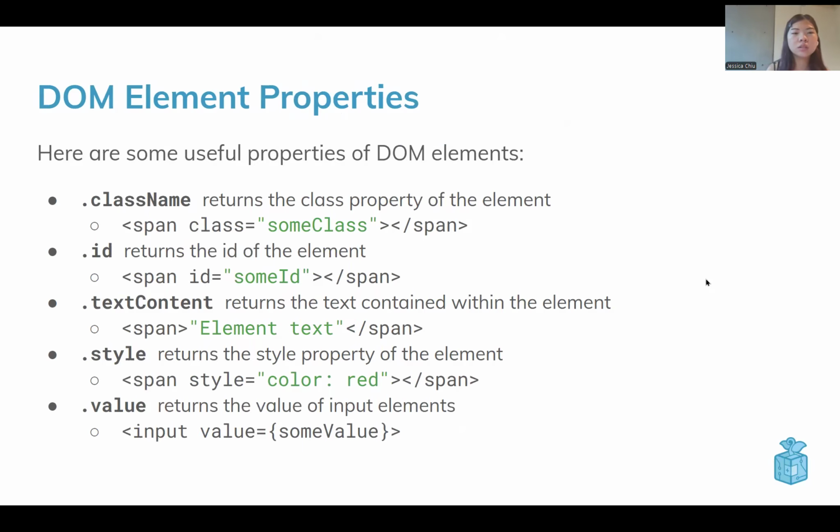Okay, so here are some other useful properties of DOM elements. We can do dot className, it gets the name of the class, so this would get the name someClass. Dot id gets the ID of the element. Dot textContent returns the text contained within the element. If you remember, we can change the text content using that. Dot style returns the style property of that element. And dot value returns the value of an input. So like you can see, an input tag can have a value, and then you can change that value using dot value.